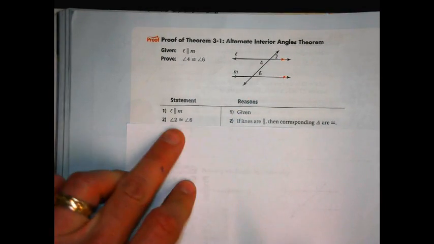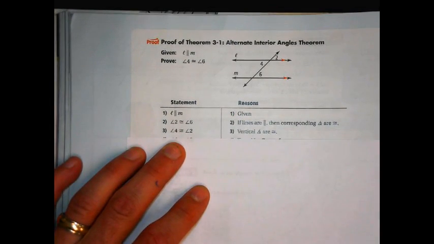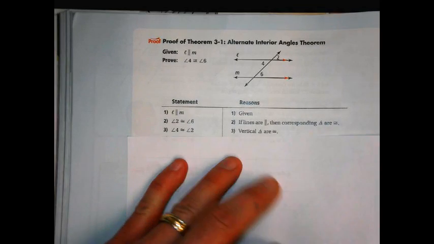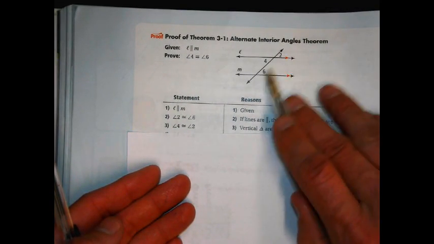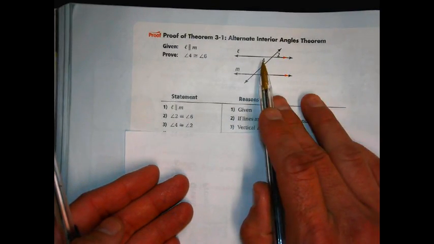Now we go down line by line. The next thing we can see, if we know about 2 and 6, what else do we know about? We know about angle 4.